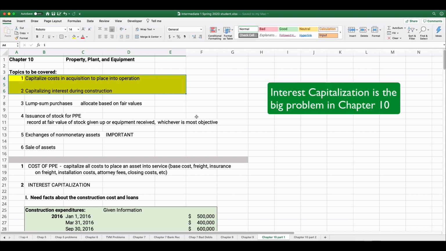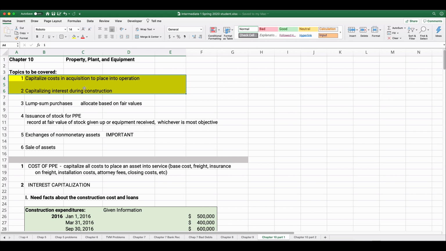Now, there's some good exercises in the book, and basically anything that's involved with getting the asset ready to use is a cost, and to capitalize just means to debit the asset account. So it's not an expense, it's an asset. So we're going to spend some time on this. This is our big problem in chapter 10. You haven't seen a problem like this before, like in financial accounting or anything.